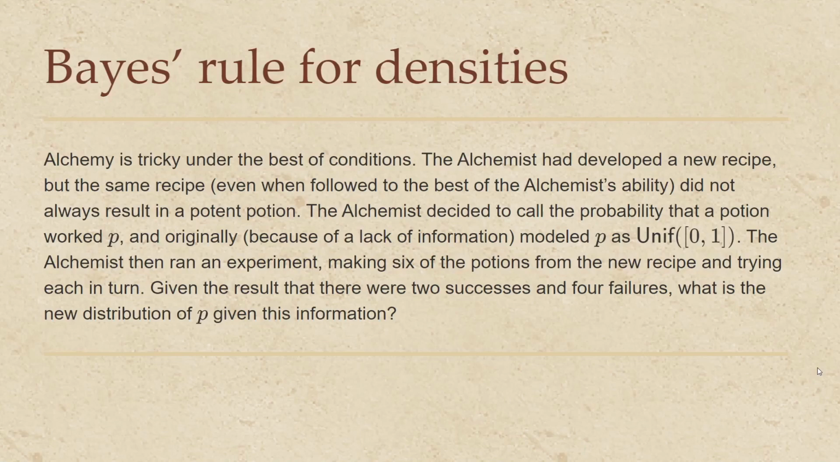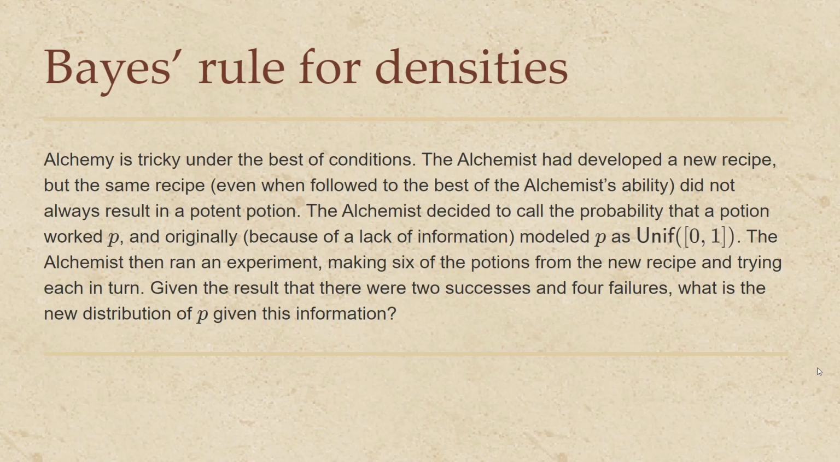Alchemy is tricky under the best of conditions. The alchemist had developed a new recipe, but the same recipe, even when followed to the best of the alchemist's ability, did not always result in a potent potion. The alchemist decided to call the probability that a potion worked P, and originally, because of a lack of information, modeled P as being uniform over the interval from 0 to 1.